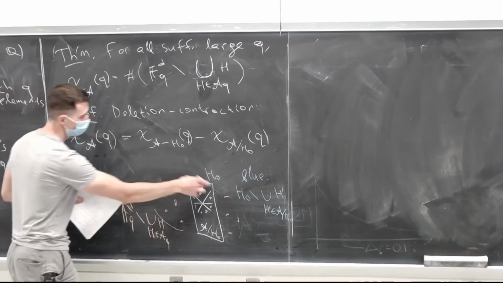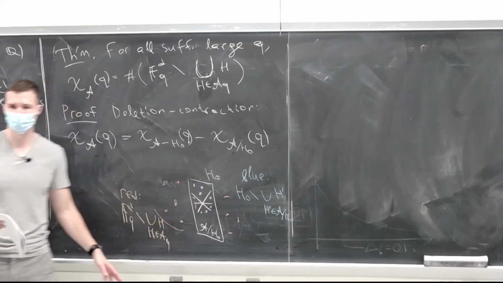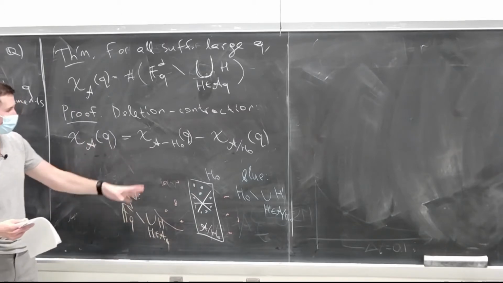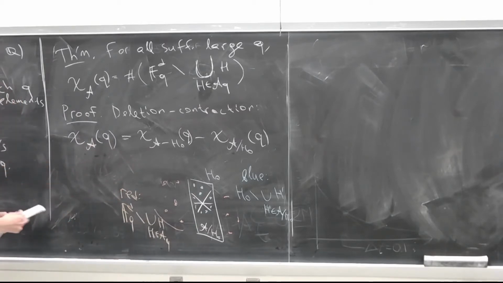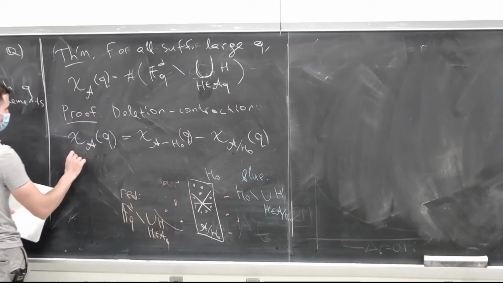Because H0 belongs to your arrangement, you are not allowed to have any points on H0 on the left-hand side. Does that make sense? Let me finish what I'm trying to say. If you look at the red points, the number of red points is the left-hand side.